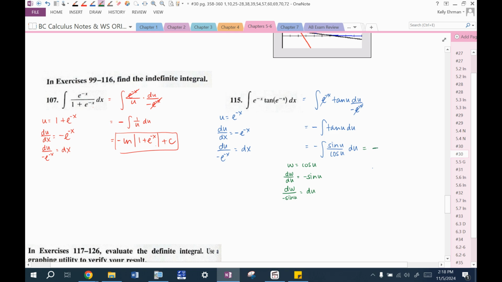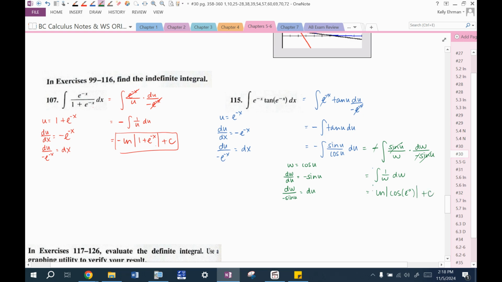All right, so what do we have? We have a negative integral sine u. I subbed out cosine u for w. Instead of du, we have dw over negative sine. Sorry. Okay, so these negatives are going to cancel along with the sines. So now we're back to just the integral of 1 over w dw. That's natural log of w, which was cosine of u. And remember, u was e to the negative x. So that's kind of fun.